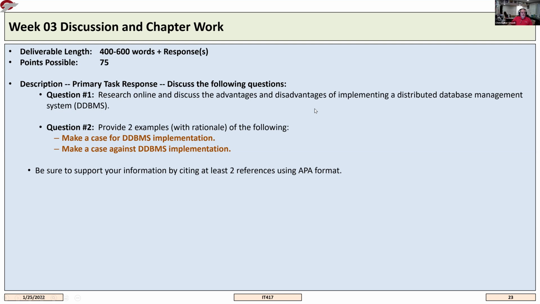Week 3 will be about researching online the advantages and disadvantages of DBMSs, distributed database management systems that are used for managing large-scale amounts of data or extensive data lakes.